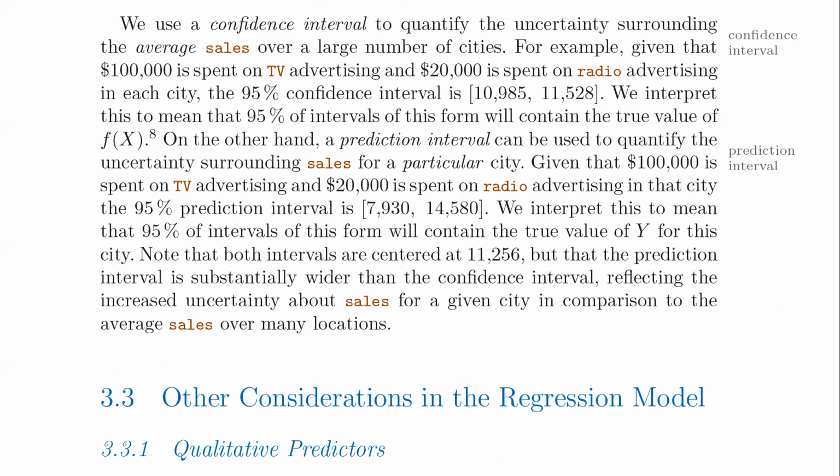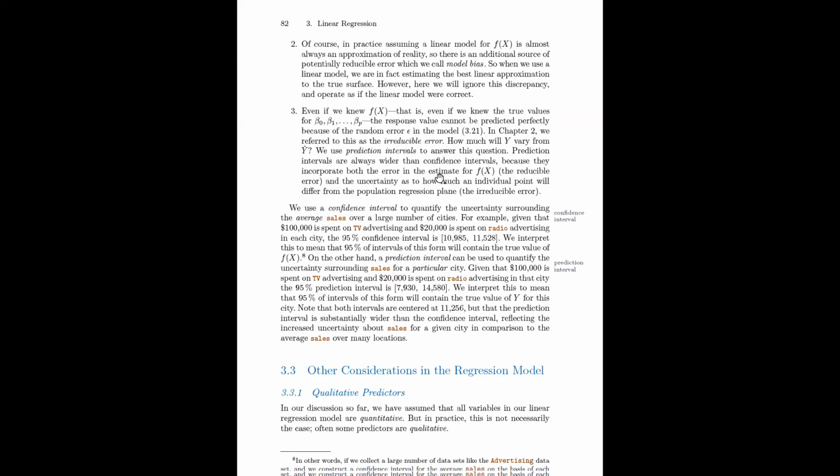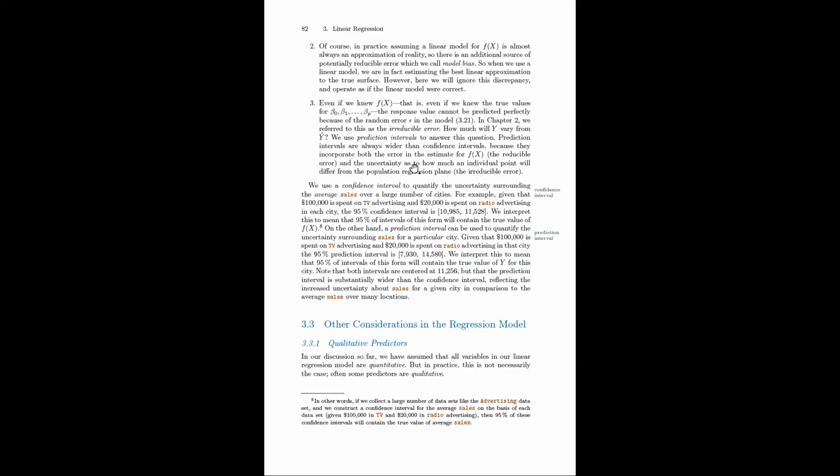We use a confidence interval to quantify the uncertainty surrounding the average sales over a large number of cities. For example, given that $100,000 is spent on TV advertising and $20,000 is spent on radio advertising in each city, the 90% confidence interval is, and this is going to be in units of sales. So what we're saying is, 100,000 and 20,000.